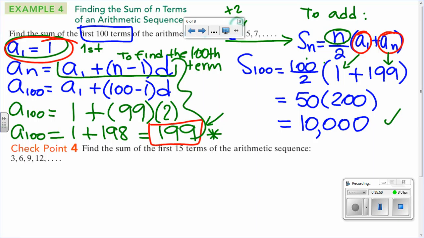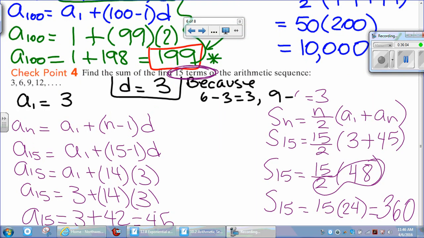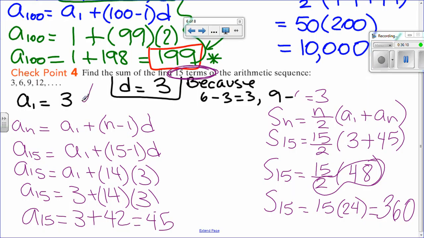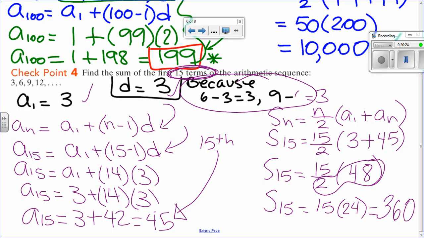Okay, so I want you guys to work on checkpoint 4. So here is the answer of the checkpoint. So the first term was 3. The common difference was 3. You can see how we found it here. And applying the formula to find the general term, we found the 15th term, which happens to be 45. From there, we went to the formula of the sum of an arithmetic sequence. And applying that, we ended up with 360. So let's go to the next slide.